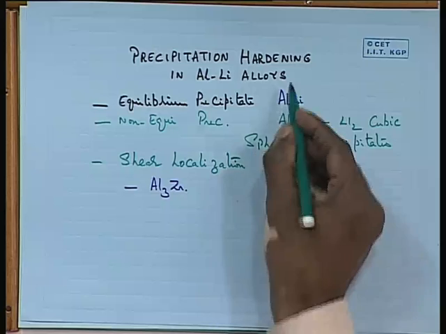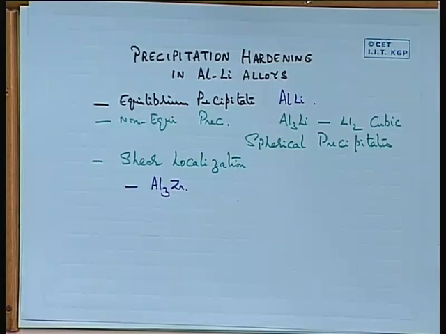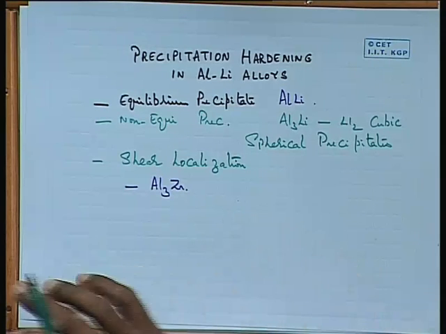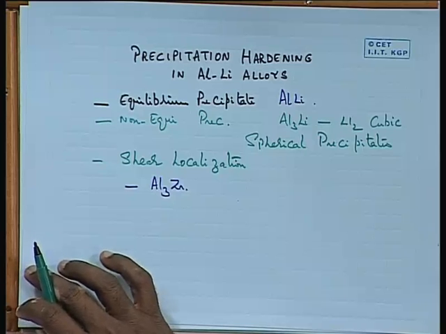The equilibrium phase in an aluminum lithium alloy is AlLi, equiatomic, 50% lithium and 50% aluminum as far as the atomic percent is concerned. Because lithium has a very low atomic weight, the weight percent will be much lower. So that is the actual equilibrium phase, AlLi, but this AlLi phase has a structure which is not very close to that of the aluminum, and as a result its formation is more difficult. So in most aluminum lithium alloys you have 2 to 3 weight percent of lithium.